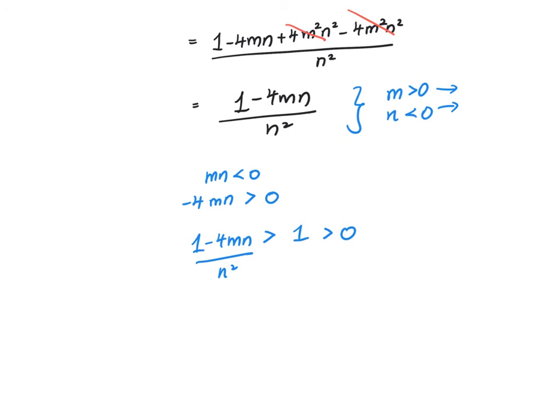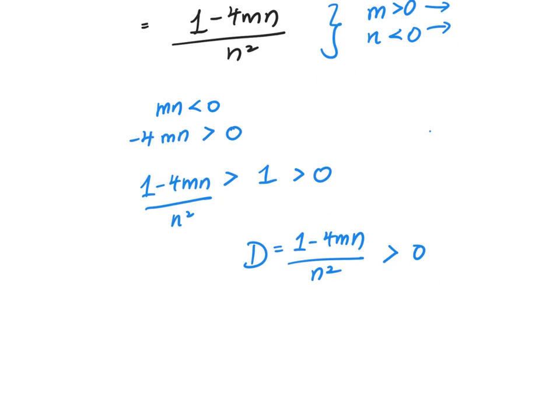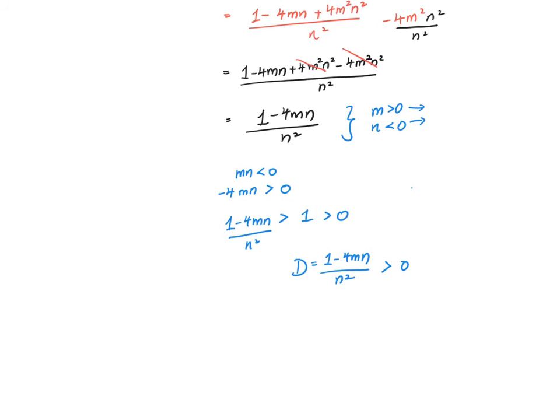So what you can conclude is that this discriminant, which is equal to 1 minus 4mn over n squared, is actually greater than 0. Okay, so this discriminant is greater than 0, and this implies that since my discriminant is greater than 0, the equation will have two real and distinct roots. It has two real and distinct roots. Okay, and that is all for this question.